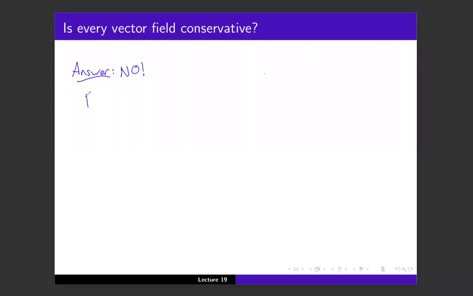And to see why, let's look at the following vector field. I'm going to call it f(x,y). Let's use the same exact one we had before, ⟨y, -x⟩. And let's suppose, for example, that you've got some function f(x,y) such that the gradient of f is equal to ⟨y, -x⟩.